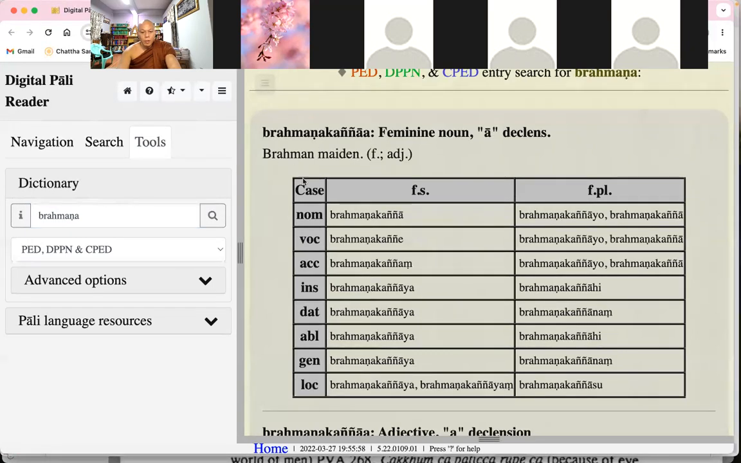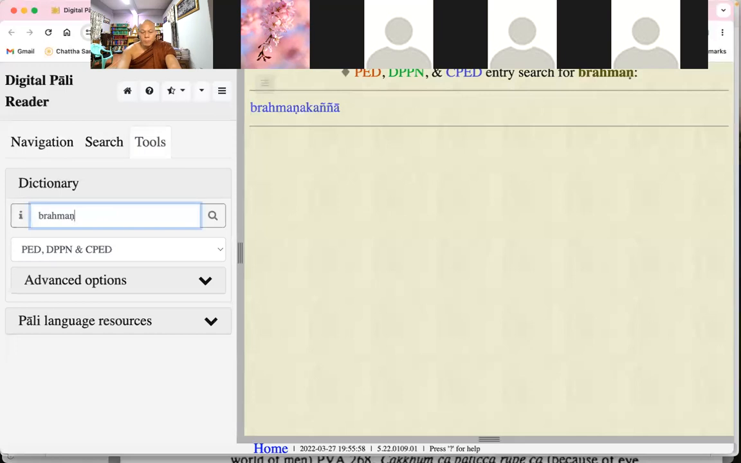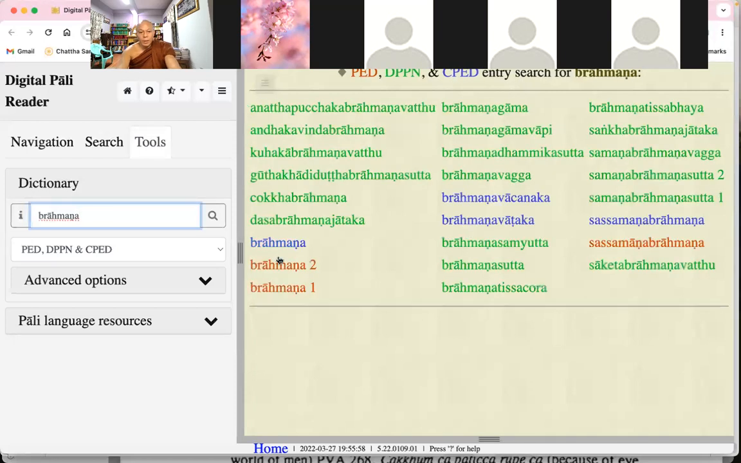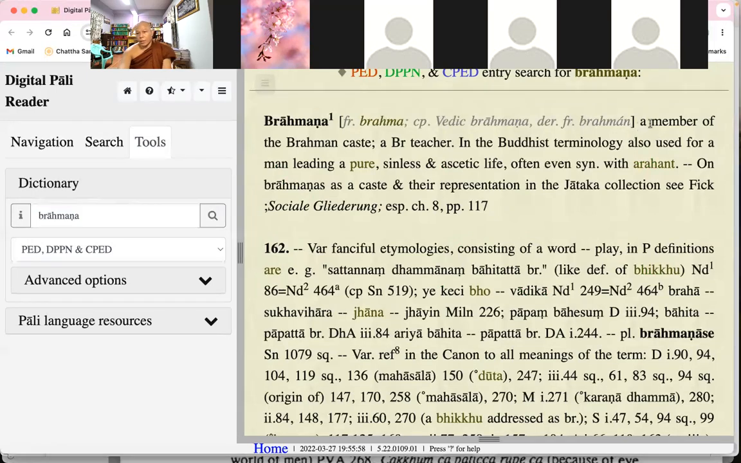So Brahmana, in the dictionary. Brahmana is actually a member of the Brahmin caste, a teacher, but in the Buddhist usage it is also used for the man leading a pure or sinless or ascetic life. So that is the Arahant actually. You see? So the literal meaning of brahmana is a member of the Brahmin caste, so that means a Brahman. But in Buddhist terminology, it refers to the Arahant also. So in this case, maybe Arahant also can be understood.